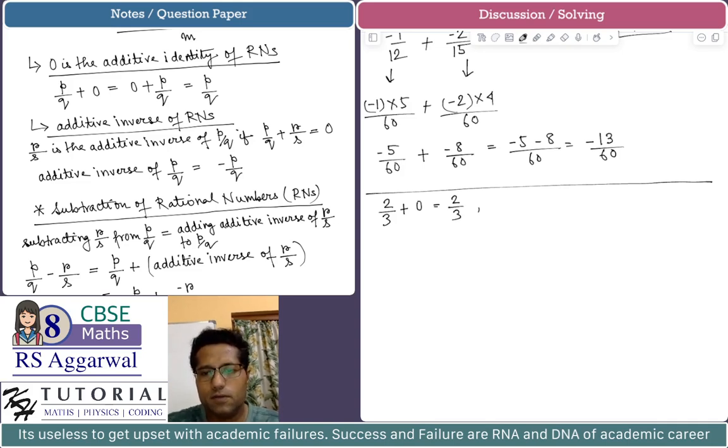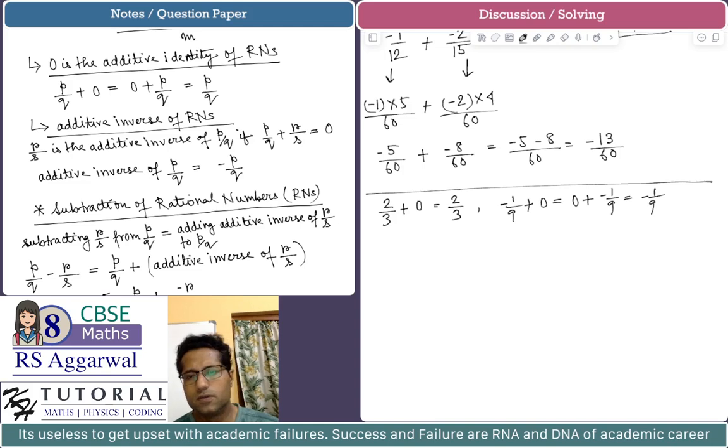So any rational number you take, minus 1 by 9 plus 0, it is equal to 0 plus minus 1 by 9, this is equal to minus 1 by 9. This is a very simple concept, and I don't think I need to explain it further. So 0 is known as the additive identity in rational numbers, because if you add 0 to any rational number, the result is that rational number only. Okay, that was additive identity.